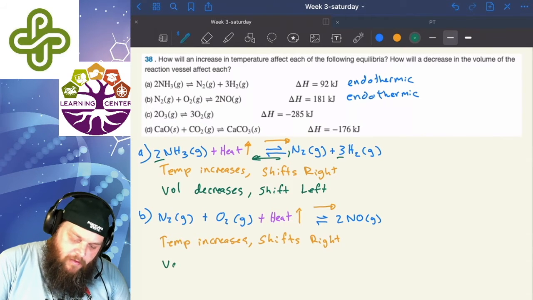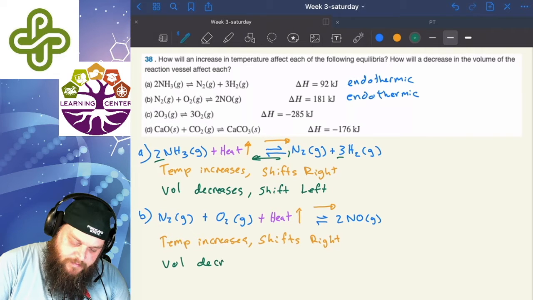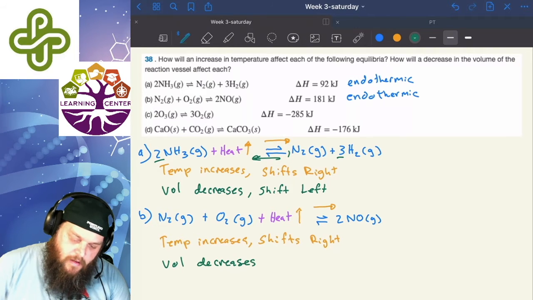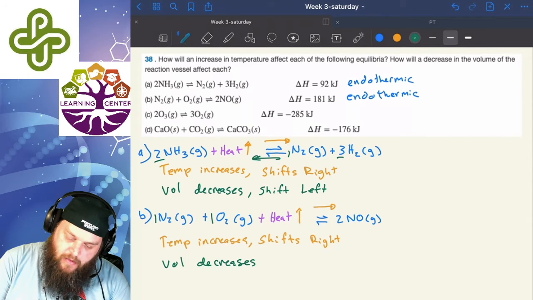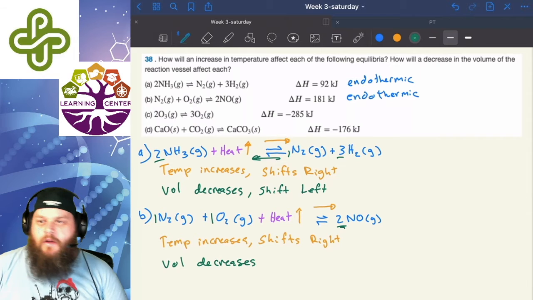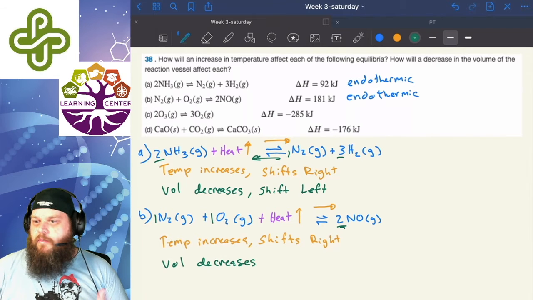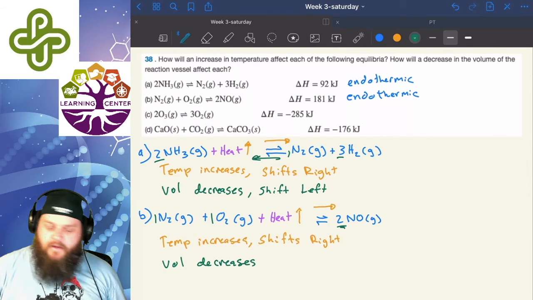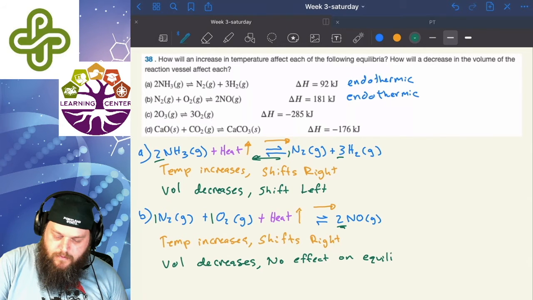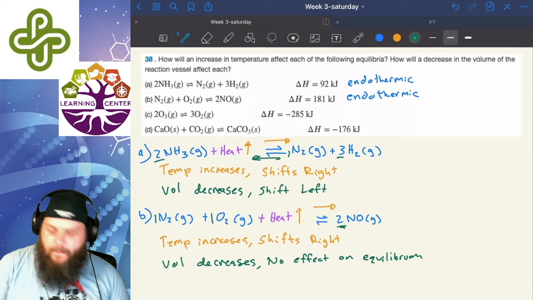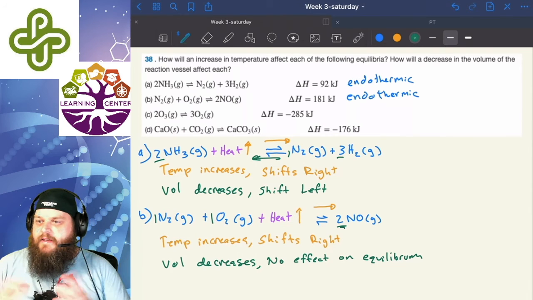So if the volume decreases, in this case we have 1 mole of N2, 1 mole of O2, and 2 moles of NO, which means we have an equal number of mole-to-mole ratio in products and reactants. So decreasing the volume is not going to have any effect on the equilibrium, because the amount of gas per volume is really going to be the same for all of those.